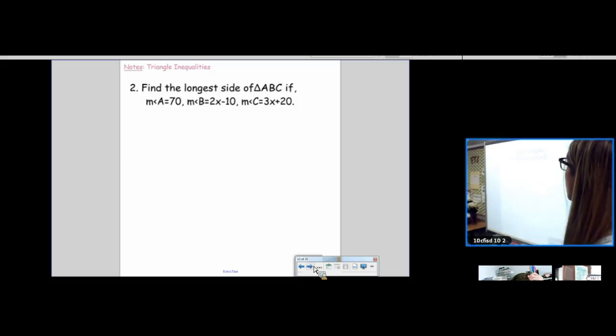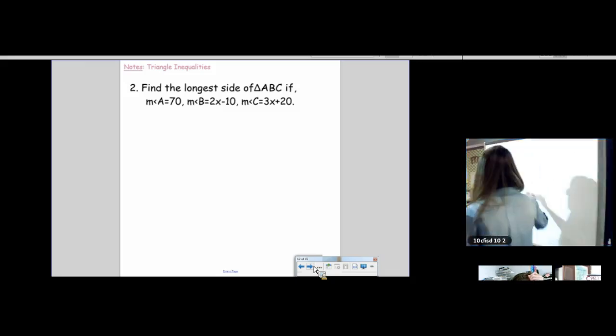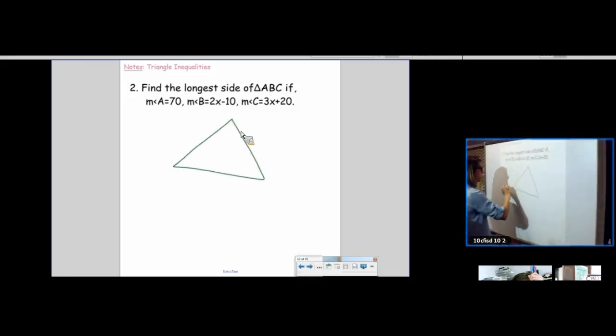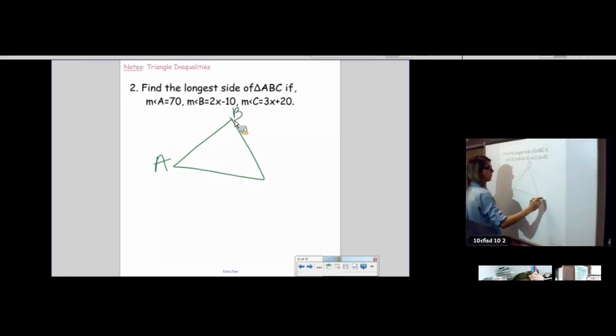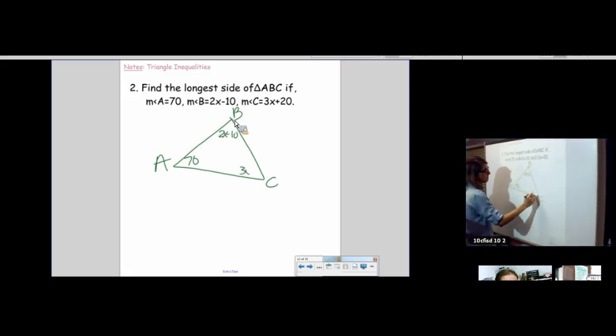Find the longest side of ABC if those are the angles. I'm just going to start working these because I know we're running out of time. I would draw a picture. And I would label our angles. How are we going to begin this problem? Triangle angle sum theorem.